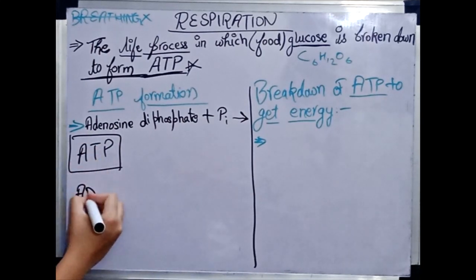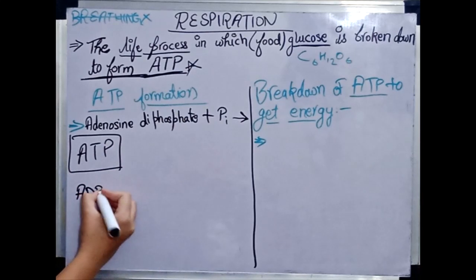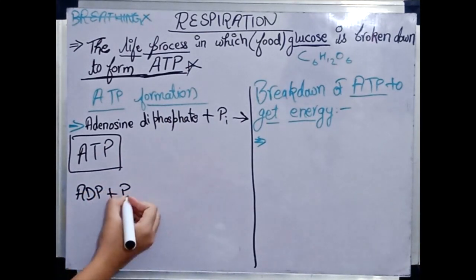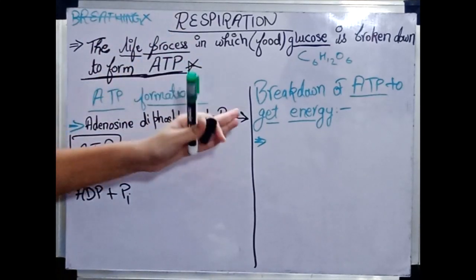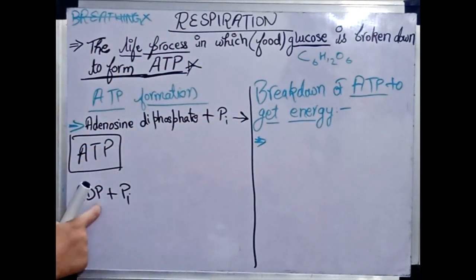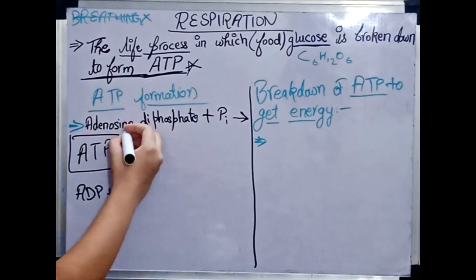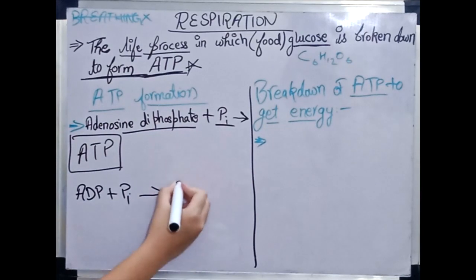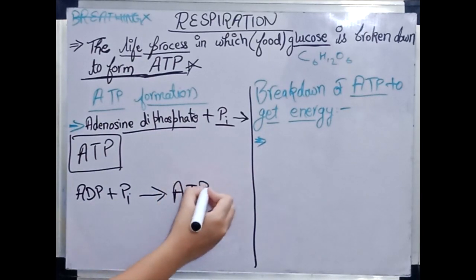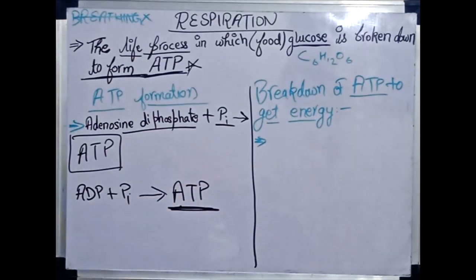Let's say ADP, adenosine diphosphate, plus Pi. This process happens with the help of respiration. Respiration basically means that ADP, adenosine diphosphate, combines with inorganic phosphorus to make ATP. And this ATP will then be broken down to get energy.